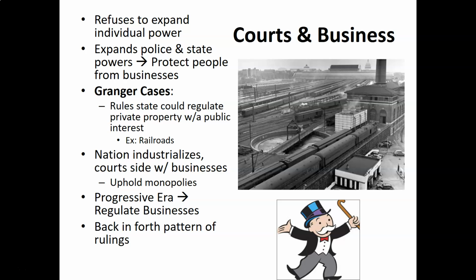Now, the Granger cases are important because they ruled that states could not regulate private property that had a public interest. So what does that mean? It means, for example, there you have on the screen railroads. So even though you have private railroads, so they're owned by their own private businesses, railroads are used for public interests, such as trade and moving of goods and people across the country and from different states and so forth. So what ends up happening is as the nation starts to industrialize, courts start to side with businesses because the country's growing and there's differences and stuff going on.